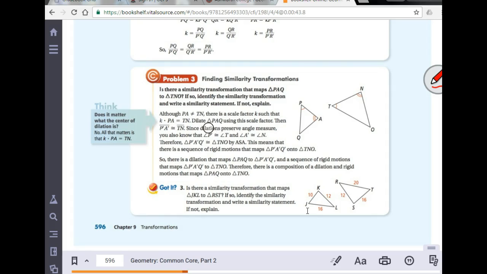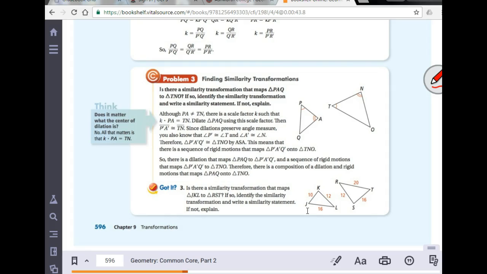Also, remember dilations preserve angle measures, so we can see in there that P prime is really the same as T. Okay. So notice that angle is the same as that one. So P prime, which is what this would really be, they're calling it T here. And in the same way, A prime is the same as N because of the double tick marks here.